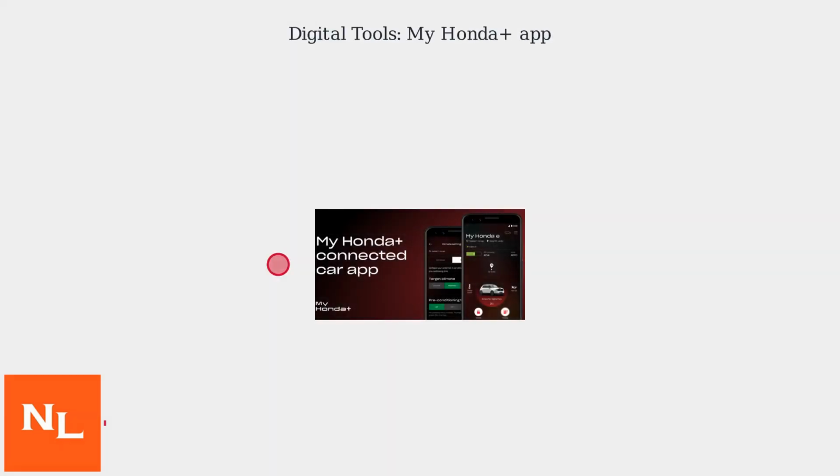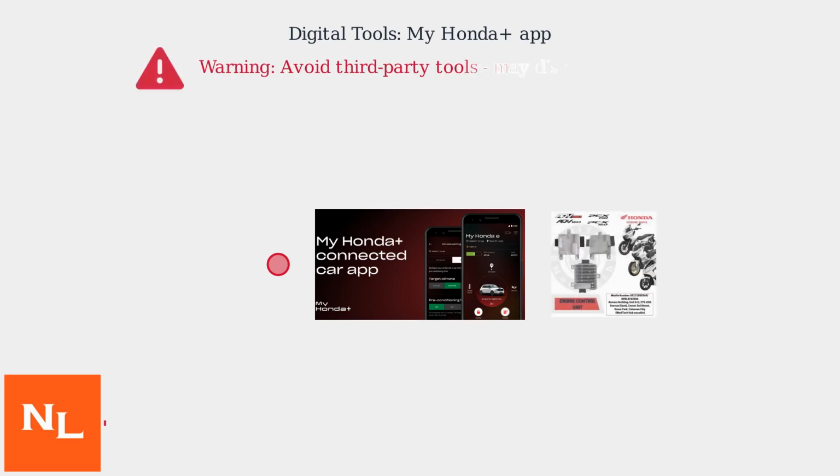Digital tools like Honda's My Honda Plus app provide remote monitoring and reset options for compatible models. Honda advises against using third-party tools as they may disrupt the engine control unit and cause inaccurate readings.